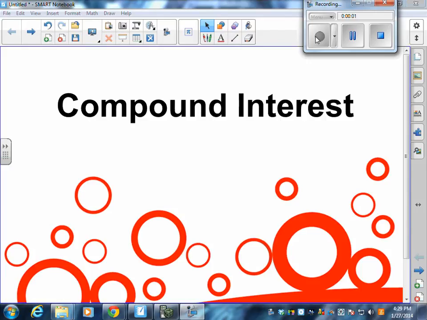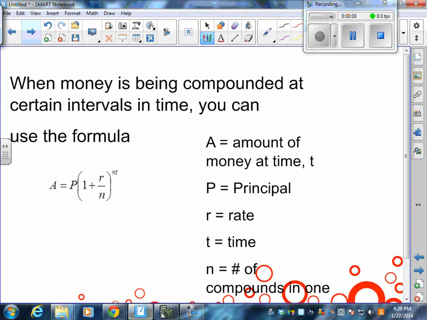So this video is going to focus on working problems that involve compound interest. If you have money that's being compounded at certain intervals in time, you can use the formula A equals P times (1 plus R over N) to the NT to solve for the amount of money that you're going to have given those different variables.